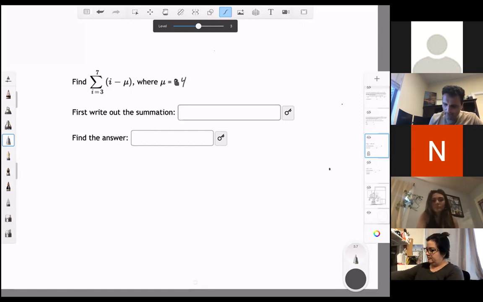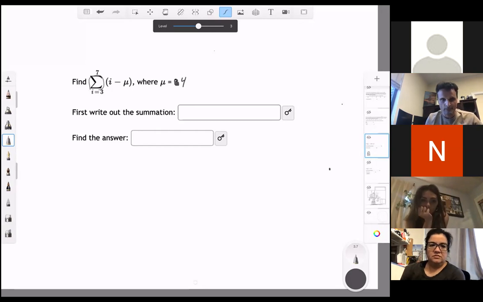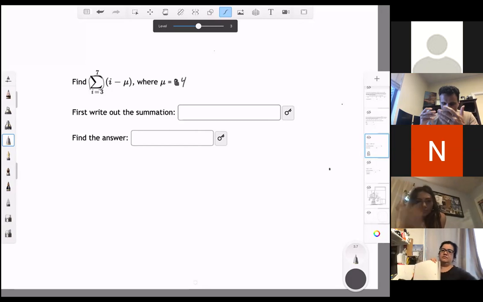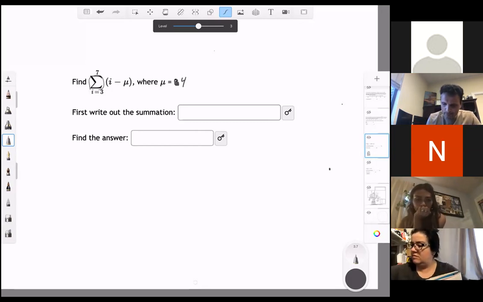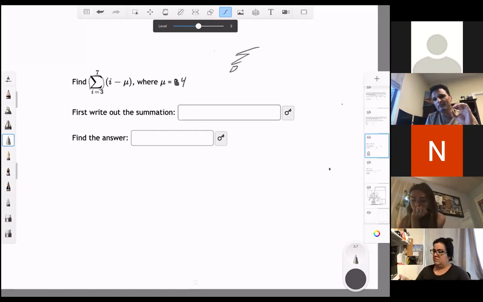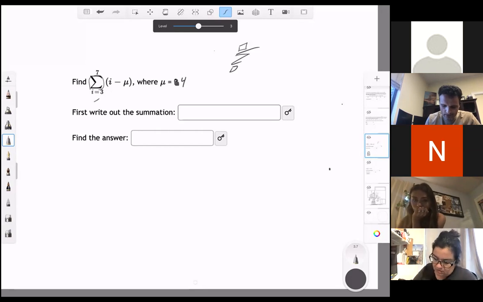So we have sigma here. We already know what this does to a series of numbers. Sigma means addition. Sigma gets the number here, which is the initial value, and the number on the top will be the end value, correct? That's the meaning of the sigma. So it starts at 3 and ends at 7.